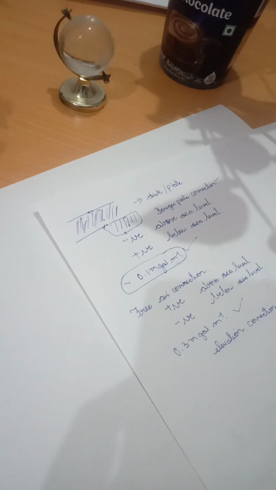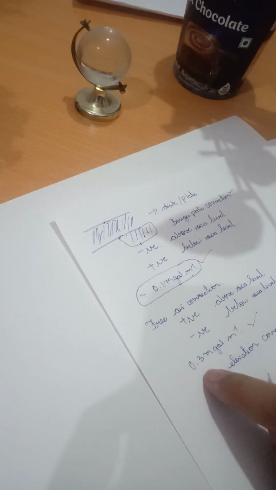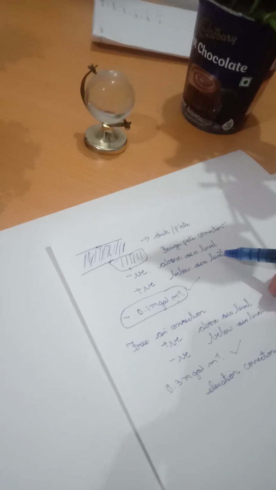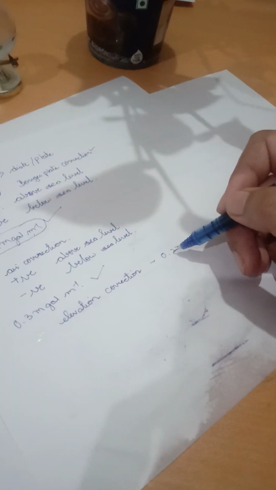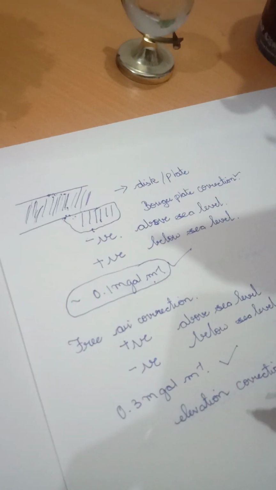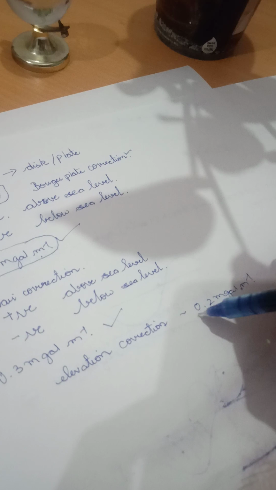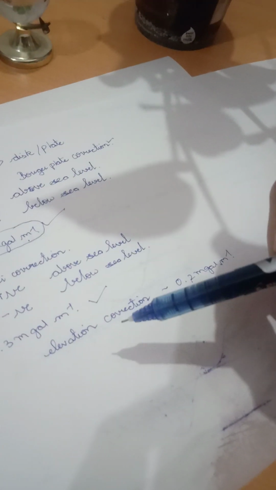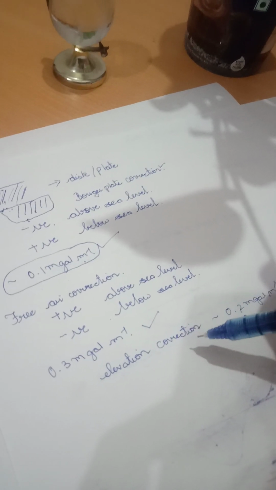And this combined elevation correction is 0.2 milligal. See, it's 0.3 and 0.1, and both of these corrections are opposite to each other. So what we have obtained is this value of 0.2 milligal per meter. Now if the station lies above the sea level, we have to add the elevation correction, that is 0.2 milligal. If it lies below the sea level, we have to subtract from the measured value of gravity.